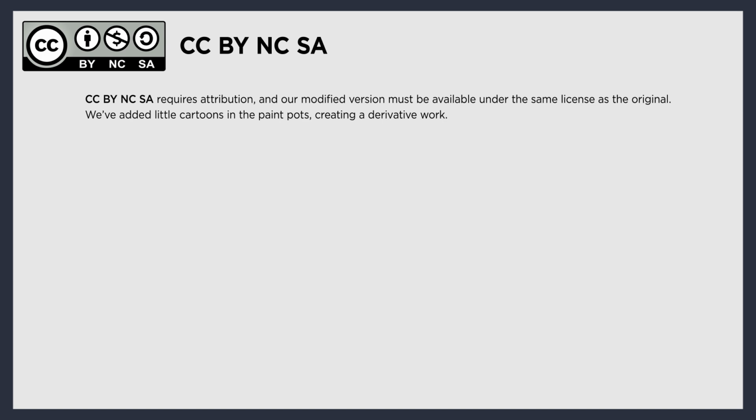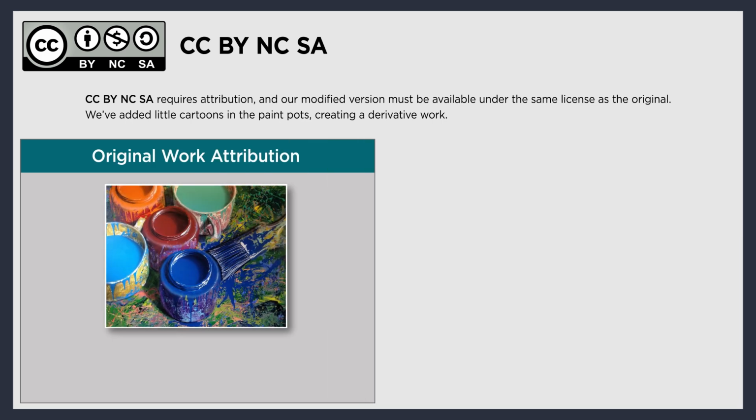CC BY-NC-SA requires attribution, and our modified version must be available under the same license as the original. We've added little cartoons in the paint pots, creating a derivative work. Original work attribution: Oscar Lakeman, Containers number 606, 2012, by Gandalf's Gallery, is licensed under CC BY-NC-SA 2.0.